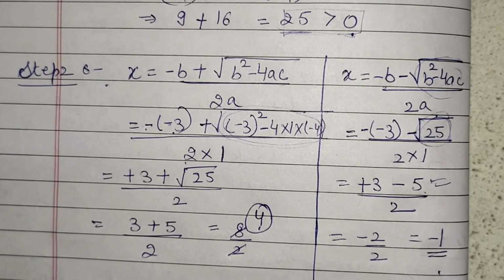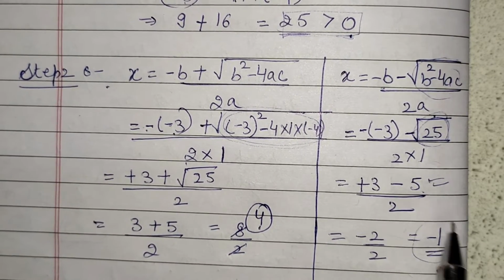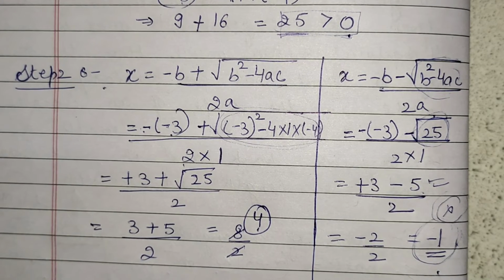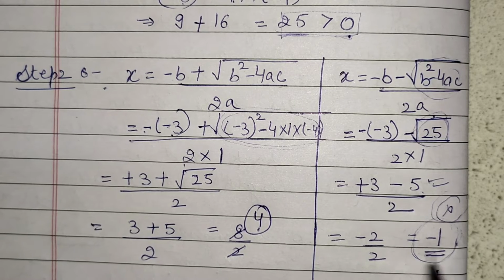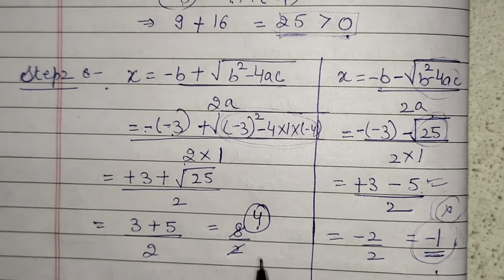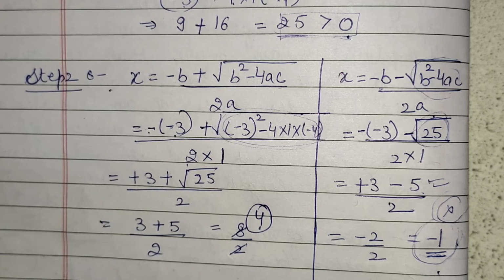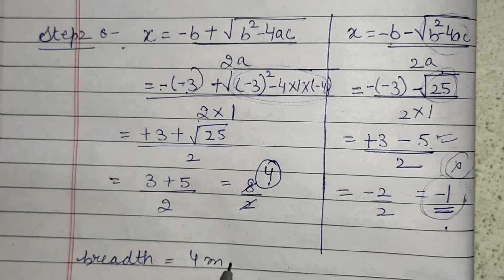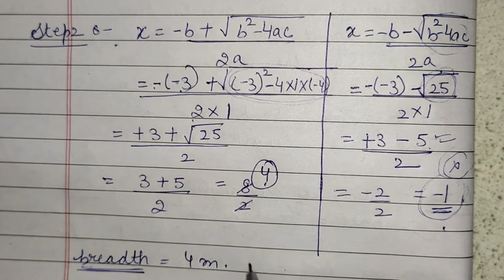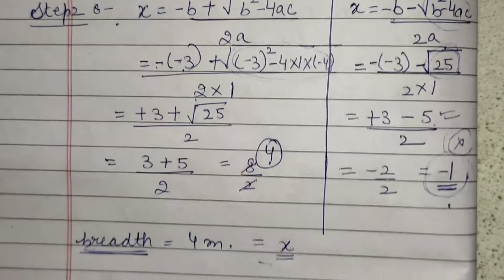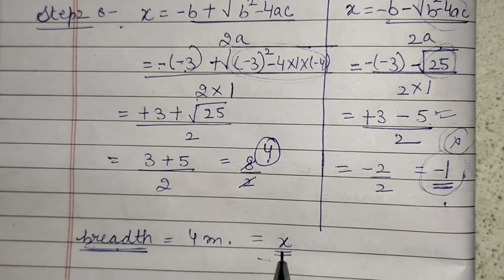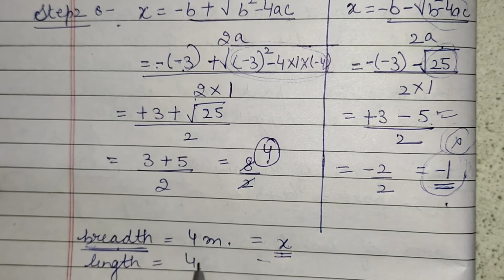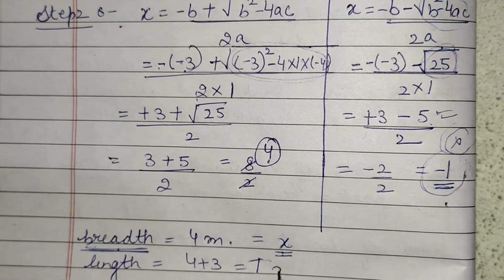So again you have to check whether this value is possible or not, because we are calculating the dimensions, length and breadth, so this value is not possible. Okay, so our breadth will be equal to 4 meter, because we imagined breadth as x, not length as x, so do not make a mistake here. Breadth is equal to 4 meter and length is equal to 4 plus 3.